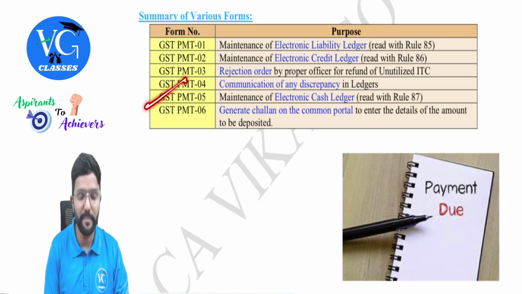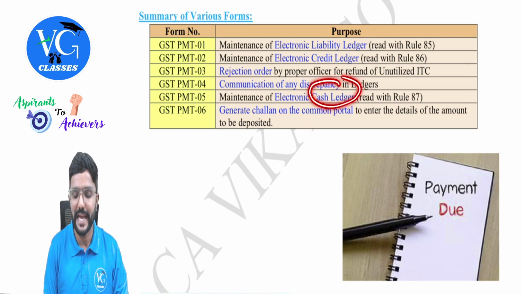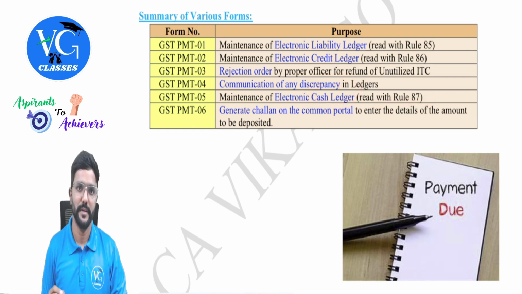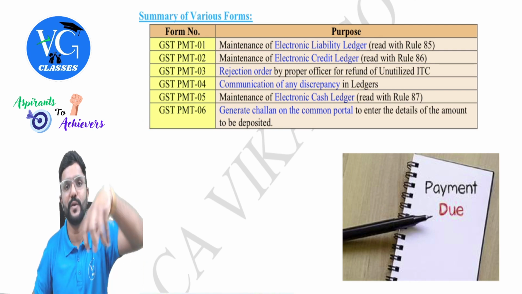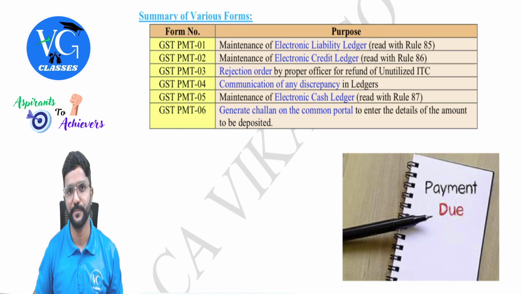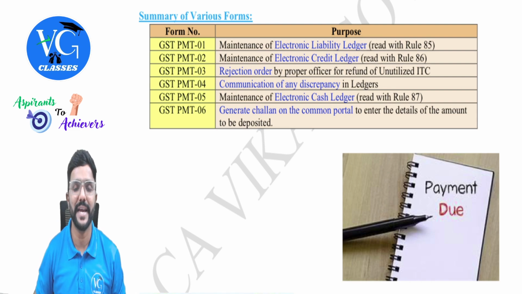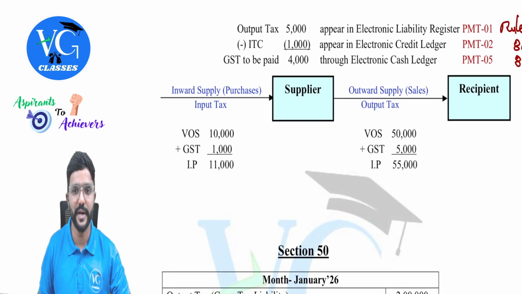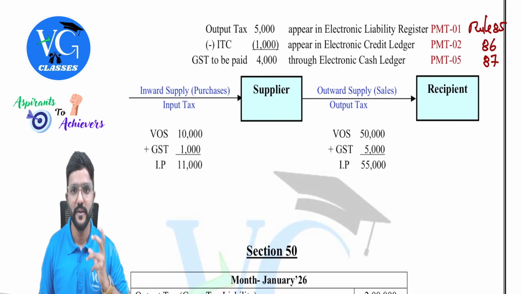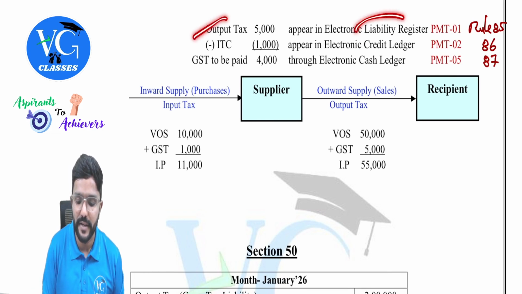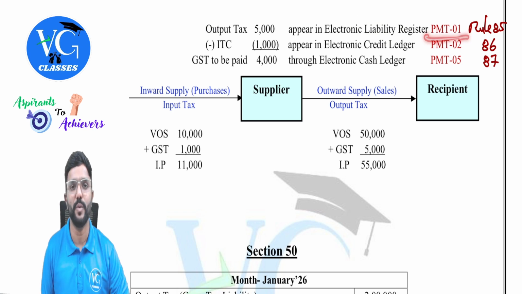This is to communicate any discrepancy or any differences which he noticed in the ledgers. Okay. Then GST PMT05 is to maintain cash ledger as per rule 87. Then PMT06 is to generate the challan in order to deposit the amount into the electronic cash ledger. And there is one more form which is important, that is PMT09, to transfer the amount from one major head to another major head or from one minor head to another minor head, guys. So if you try to recall, in this example also I had given in the order, easy to remember the form numbers, guys. First, our liability will appear where? In the liability register. So it is in PMT01.